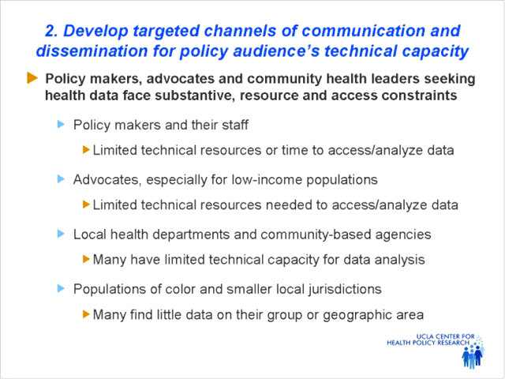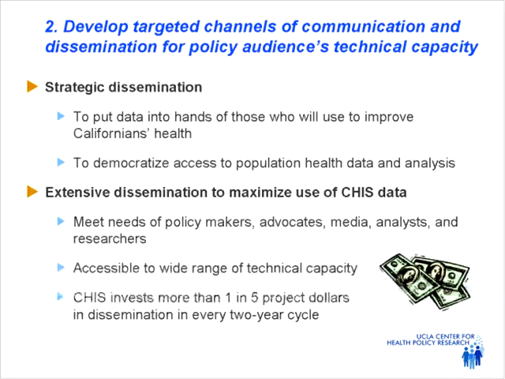And finally, populations of color in some smaller local jurisdictions often find little data about their group or about their geographic area because the population size is small. And so once again, we want to be able to provide information that is usable to those groups. So to develop targeted channels of communication to reach each of those, we have developed an extensive dissemination strategy to maximize the use of CHIS data.